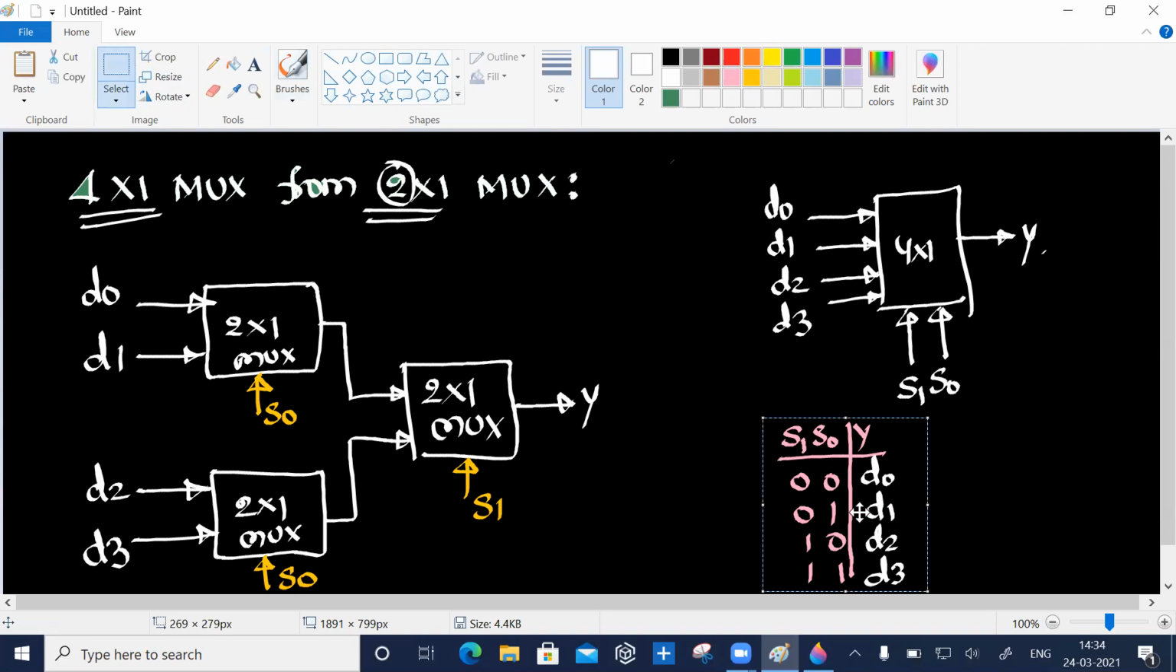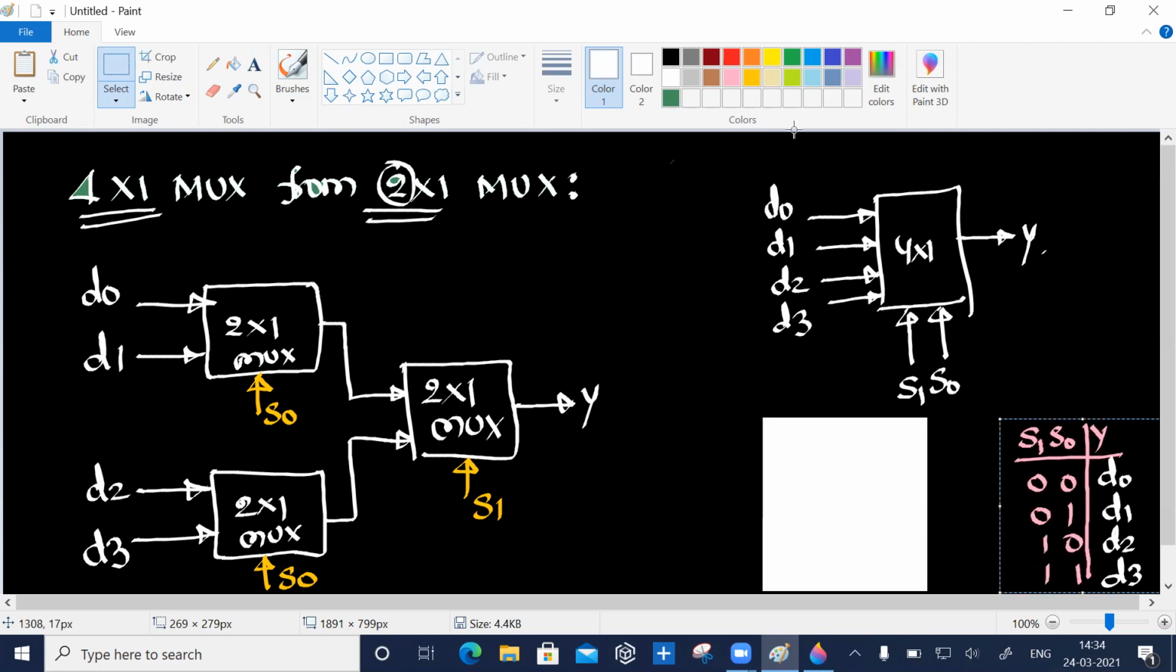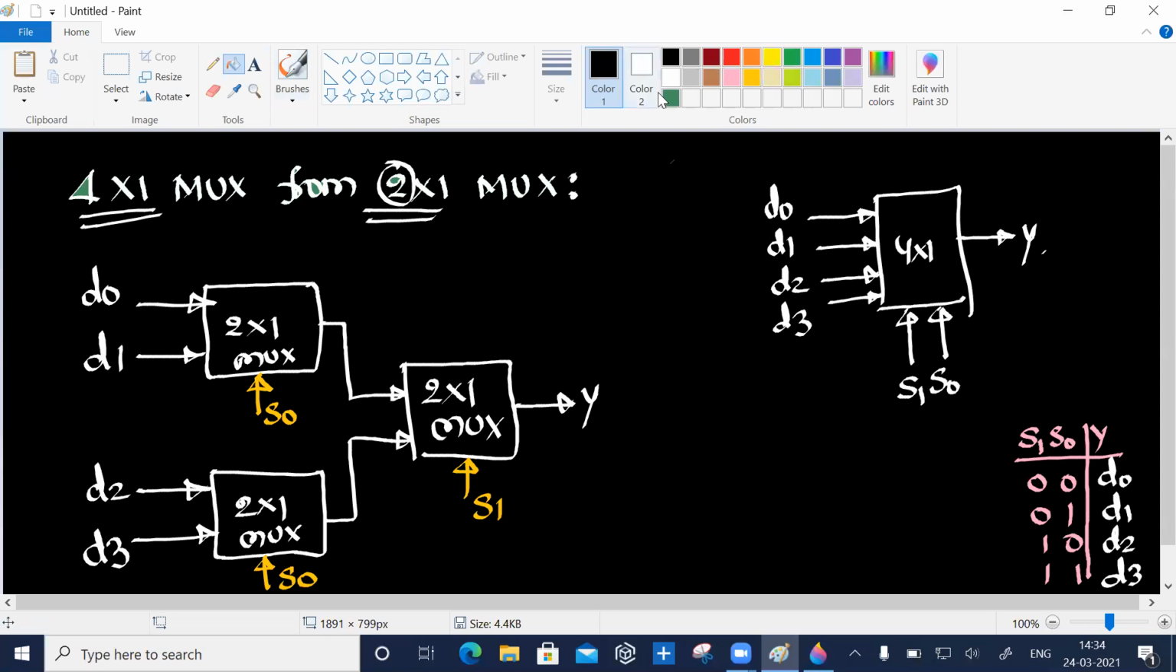Yes, so let me shift this here. I'll put it here, and I'll make it black. All right. Now I know this will work for this. Will this also work for this 4 by 1 mux using 2 by 1 muxes?